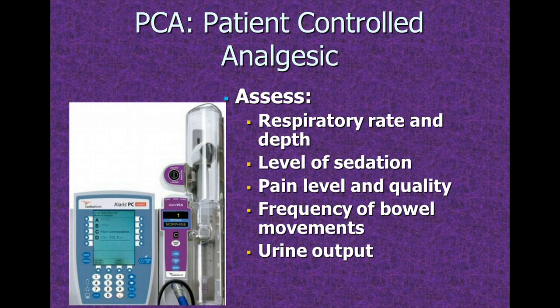Patient-controlled analgesic, here's a picture. Dosing limits are set by the doctor. Remember to tell the family not to punch the button when the patient's asleep. There are lockouts to prevent overdosing. For security, it has a dedicated line, no extra ports, and 2 nurses need to check and set it up. It is essential that you assess the respiratory rate, level of sedation, pain level, bowel movements, and urinary output.